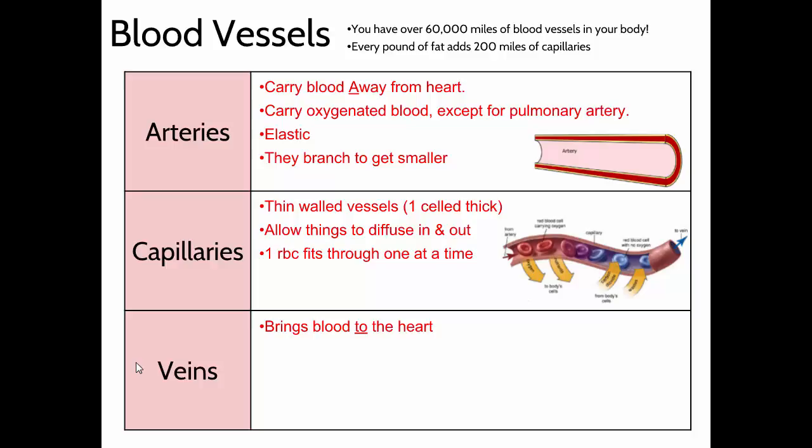Now, veins are different from arteries. They're not as thick, they're not as strong, because they don't have to withstand very much pressure. Your arteries need to withstand a lot of pressure because every time your heart beats, it forces a lot of blood into the arteries. By the time that blood gets to the veins, the pressure is much lower. Most veins carry deoxygenated blood back to the heart. The only exception is what one? The pulmonary, because that's carrying oxygen.